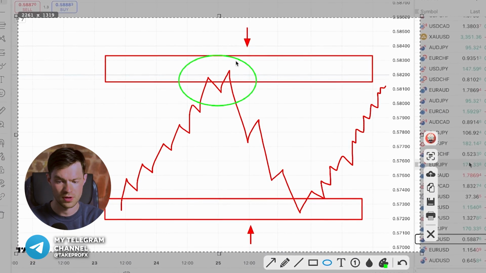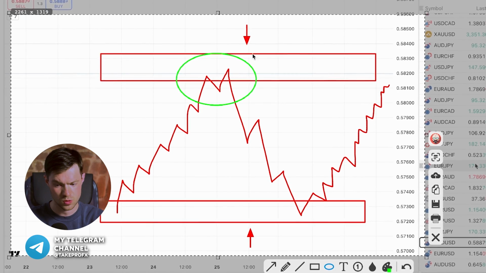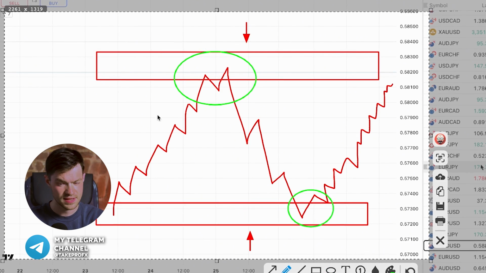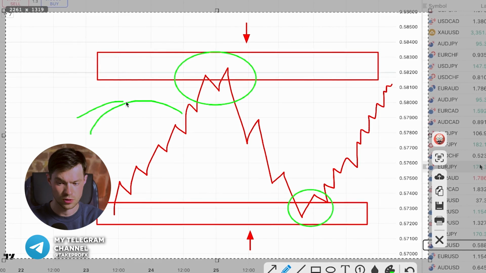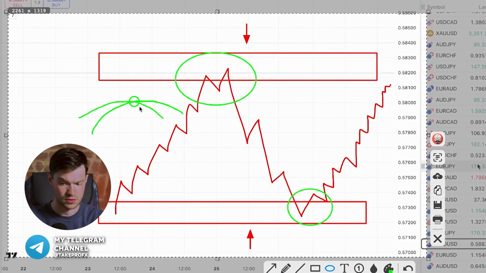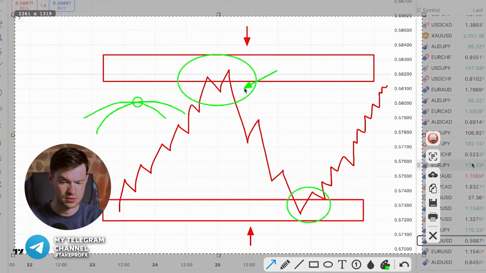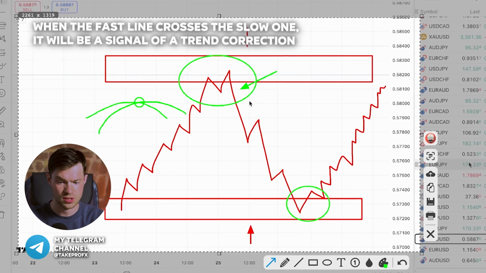We will look for these weaknesses in the area of the key zones of interest, which we identified in the first paragraph. Let's say that we are going to look for the crossing of the moving average lines. It will look like this, when a faster line will cross a slower one, and this will be a kind of signal that a correction is possible here.